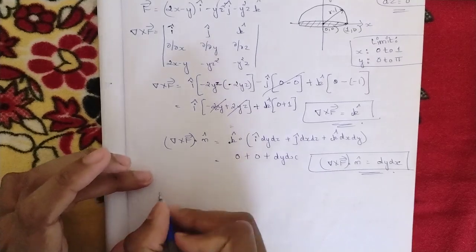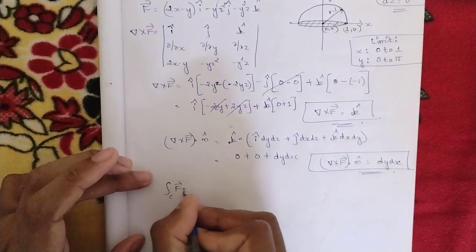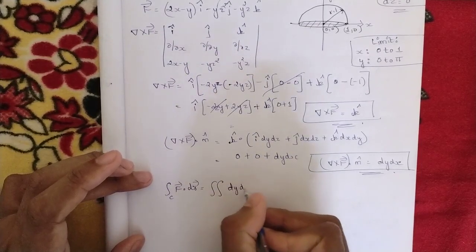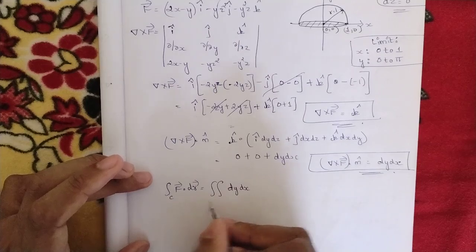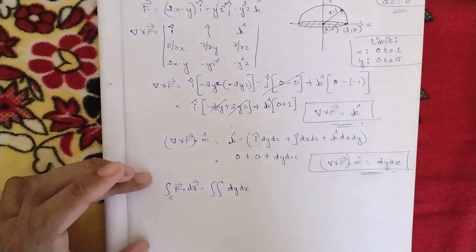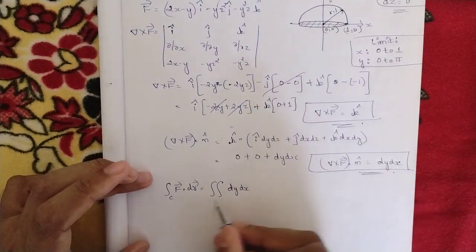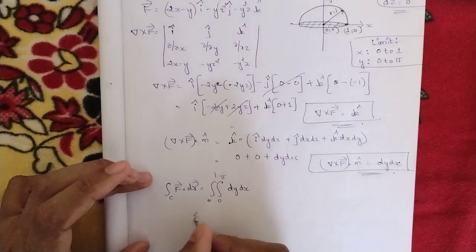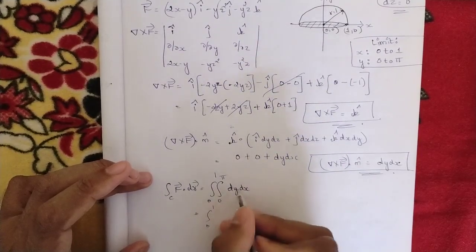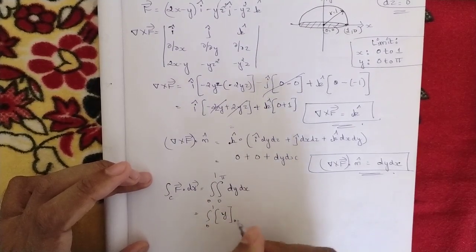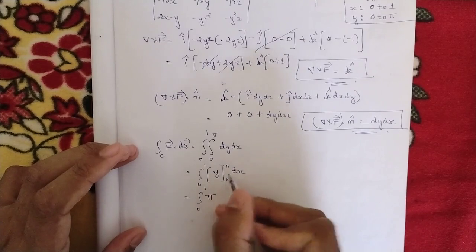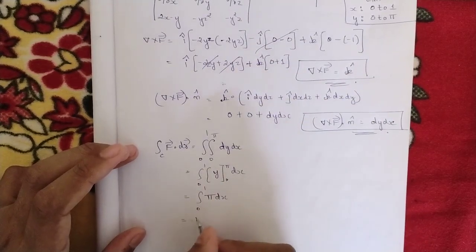So our f dot dr is equal to the double integral of dy dx, where outward we write the limits of x from 0 to 1, and the limits of y from 0 to pi. Solve it: 0 to 1, integration of dy is y from 0 to pi, dx from 0 to 1. So upper limit minus lower limit. Pi minus 0 is pi, so pi dx. Pi is constant, take it outside.